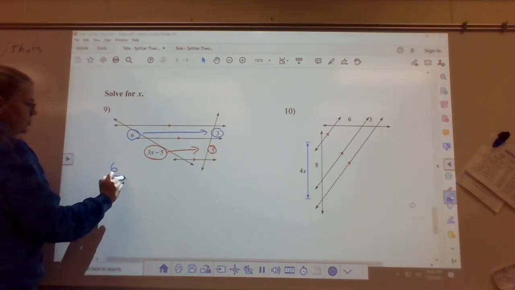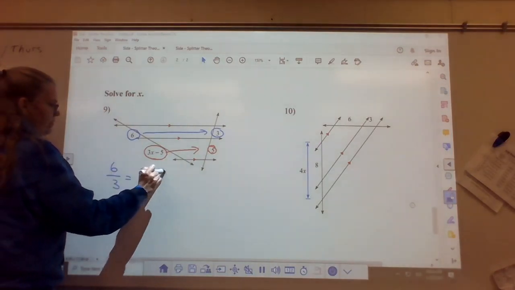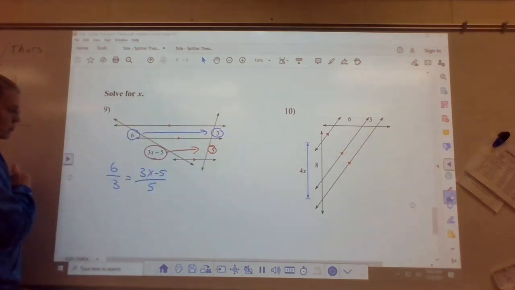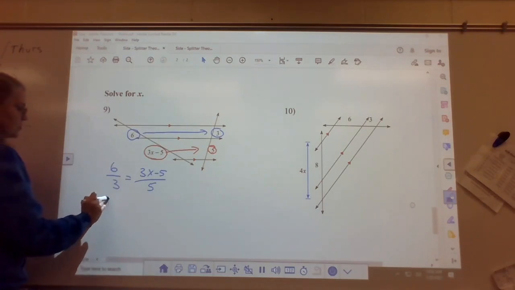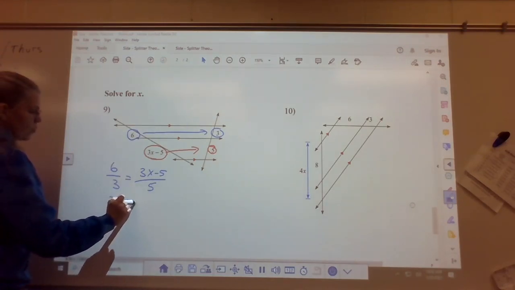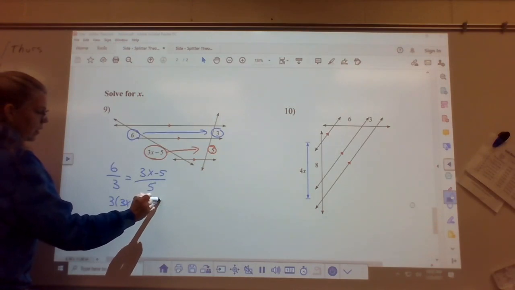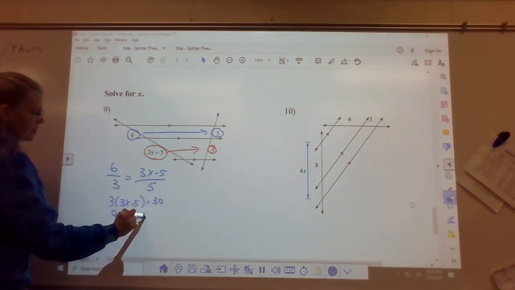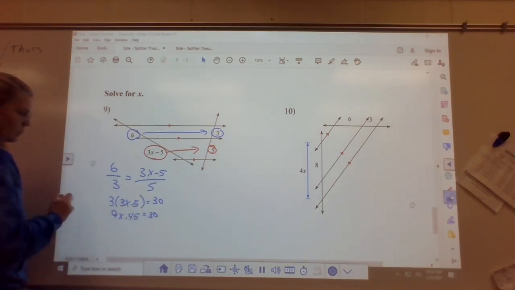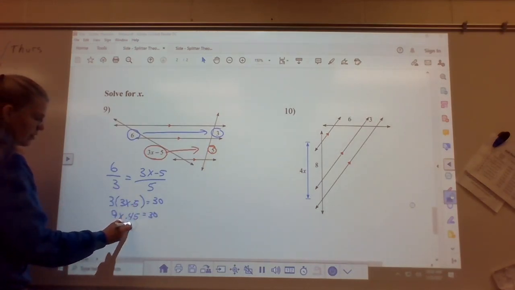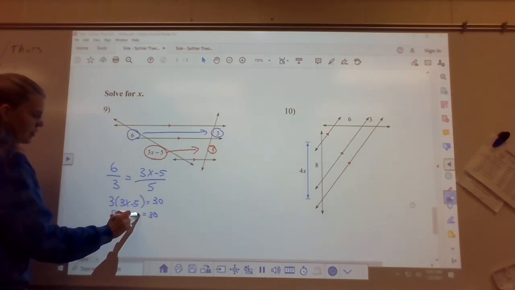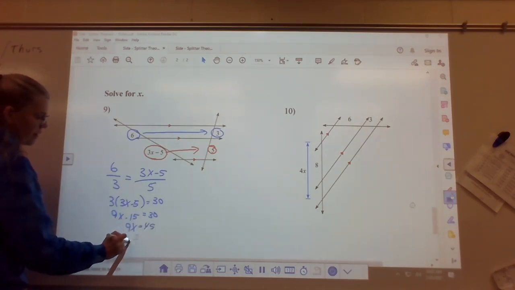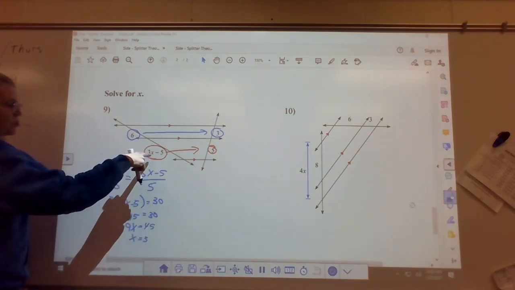So 6 over 3 equals 3x minus 5 over 5. Notice I'm always going the same direction. Don't change directions on me. Multiply your diagonals. Now, like I said, this is going to take a little bit more of an equation. So distribute the 3. 9x minus 45 equals 30. Whoop, 9x minus 15. I got ahead of myself. Equals 30. Add the 15. There's where I get the 45. X equals 5. So therefore, x is 5.